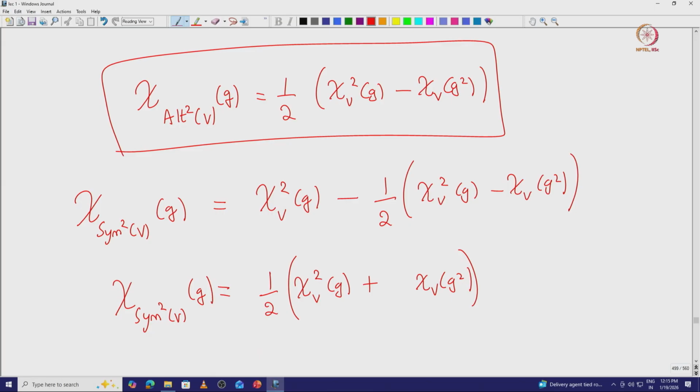This actually tells you that the character of Sym 2 V and the character of Alt 2 V can be obtained using basically the characters of g and characters of g square. Only the character of g and the character of g square will be used here, and a similar thing can be done even for the higher order symmetric products and alternating products. So maybe I will do that in the next class. Thank you.